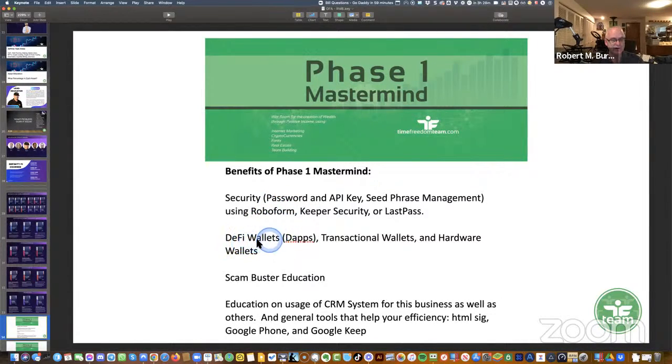DeFi wallets, if you don't know what that is or have those, transactional wallets, hardware wallets, we'll get into that. Scam buster education is not only with us as a team, but also in the initial packages. It's one of the offerings. This is a really important area, and I say that because there are so many people getting scammed in the marketplace. If you've heard of IPC, COTPS, Swapnex, MetaFi fielders, these are people that have run off with people's money. Whether they recognize it or not, the customers were duped.